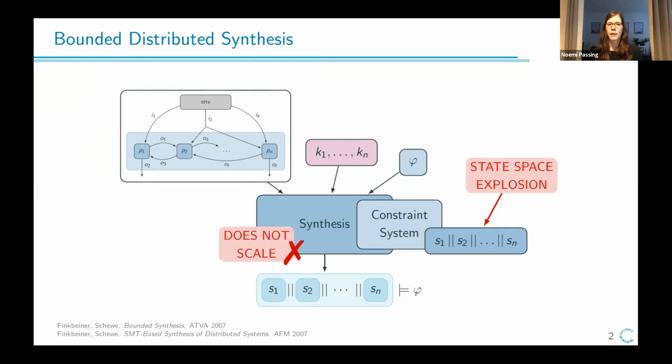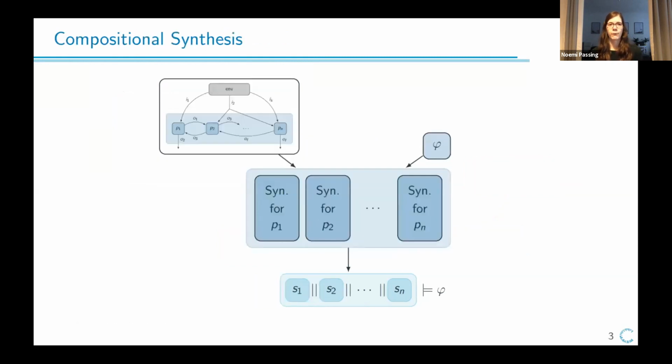In other related fields like verification, compositional approaches have been proven to be a key technique for scalable algorithms. That is, we want to break down the one big verification, or in this case, synthesis task, into several smaller ones in our individual processes. So for distributed synthesis, we break down this one big distributed synthesis problem into several synthesis problems for our individual processes.